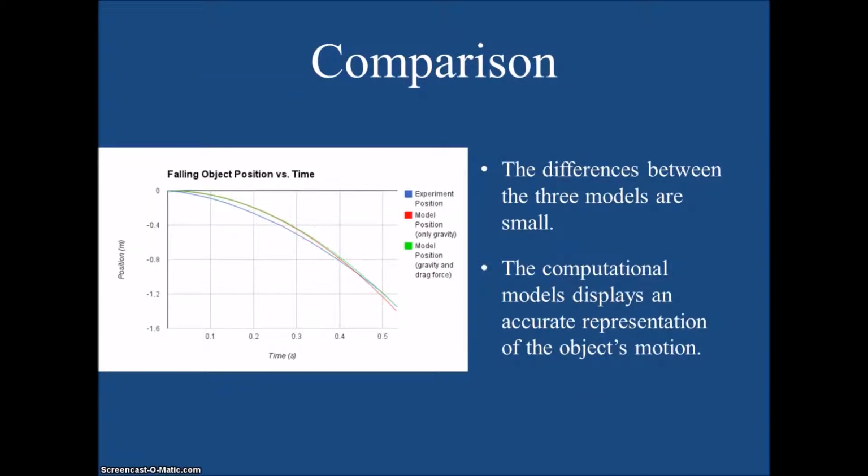As stated in the beginning of the video, the differences between the models are small, which means that computational models display an accurate prediction of the object's motion. Between the two computational models, though, it appears that the model with both weight force and drag force predicts the motion better, especially towards the end. This is due to the inclusion of drag force in modeling the motion.